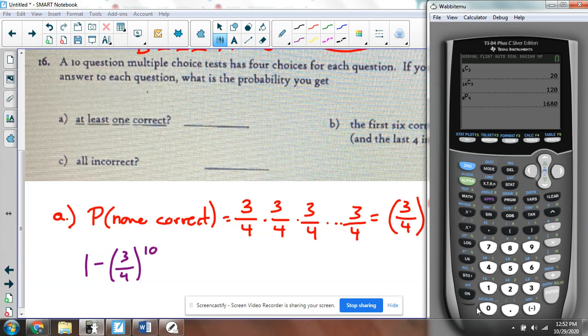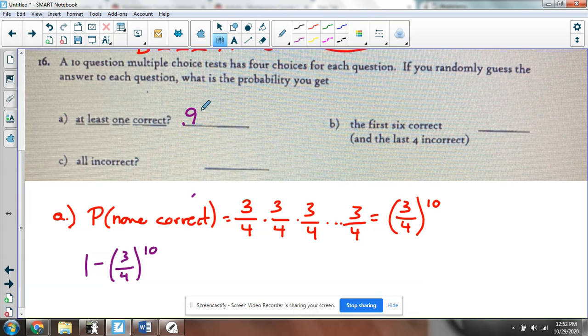So, let's see here. I don't know if you want a decimal, it doesn't specify it. It's going to be an ugly number. 1 minus 3 divided by 4 to the 10th power. We'll just say 0.94366. 0.94387. Maybe list both this and this just so they see what you did.